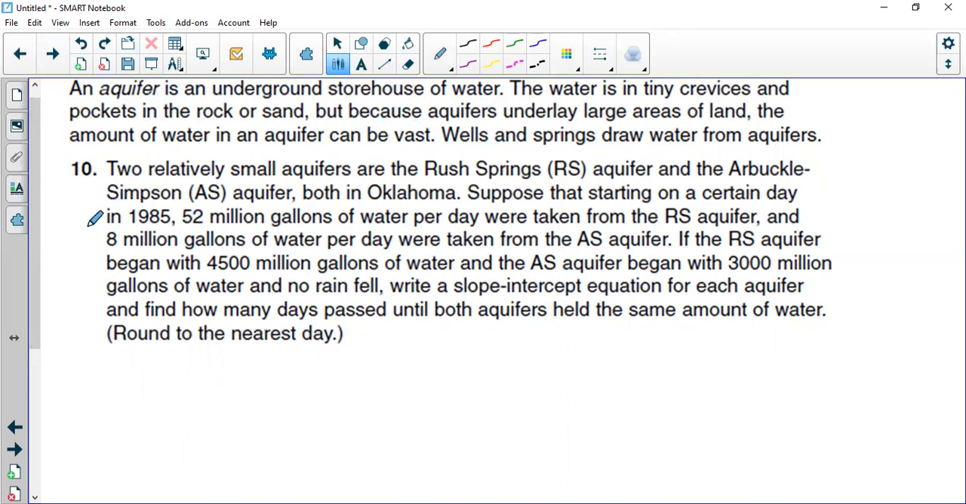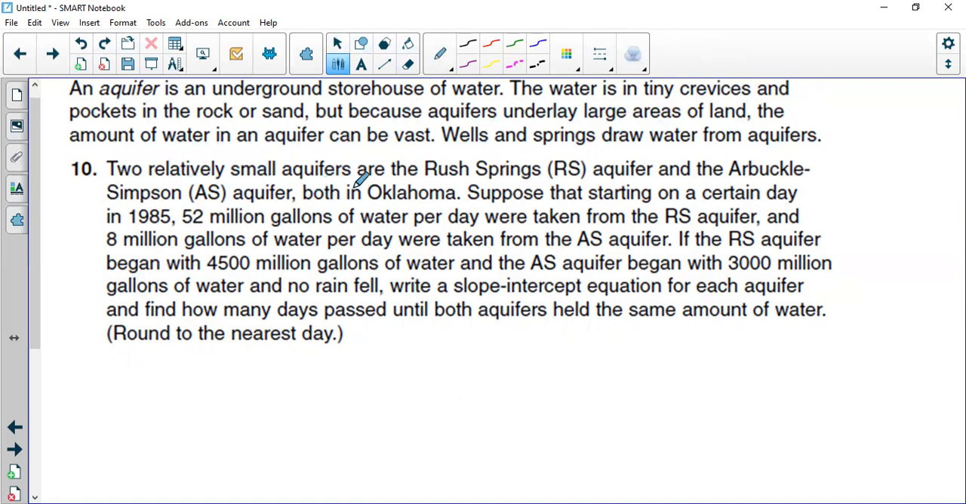Okay, so the water is in tiny crevices and pockets in the rock or sand, but because aquifers underlay large areas of land, the amount of water in an aquifer can be vast. So it's not a little water, it's a huge amount of water. Wells and springs draw water from aquifers. Now the question starts from here.